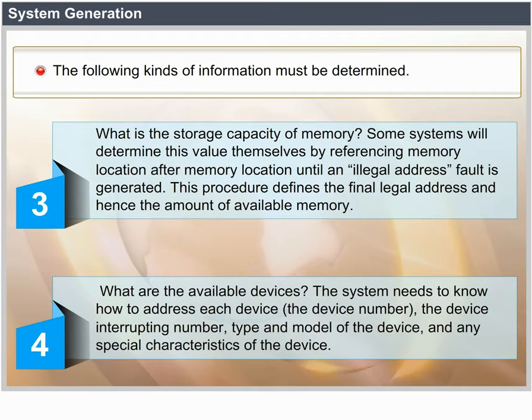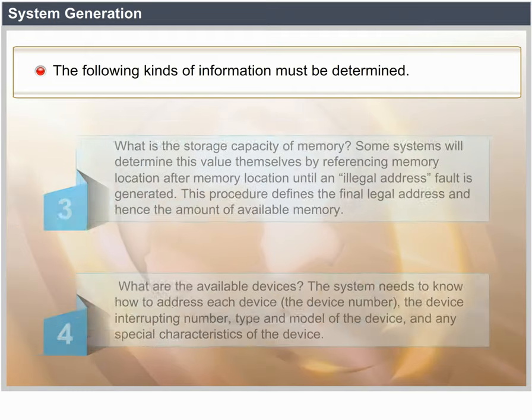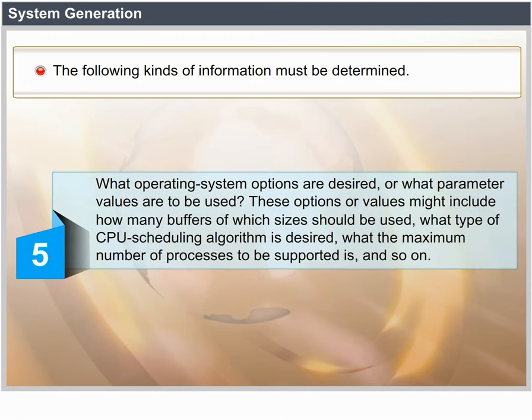What operating system options are desired, or what parameter values are to be used? These options or values might include how many buffers of which sizes should be used, what type of CPU scheduling algorithm is desired, what the maximum number of processes to be supported is, and so on.